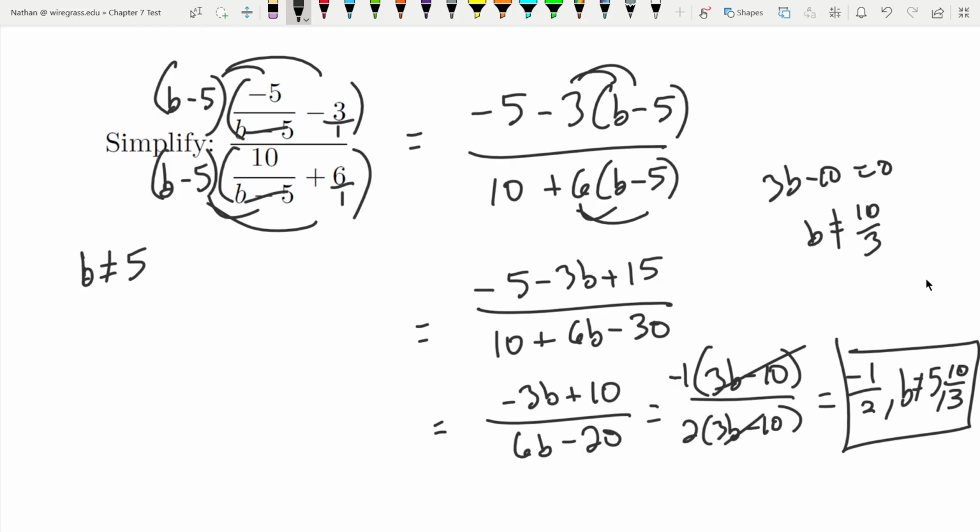And even though b is not in the answer at all, b was in the initial statement. That's the reason why we have to keep this exclusion in there, even though b is no longer in the expression. It's important for graphing things like that. And that's my answer.